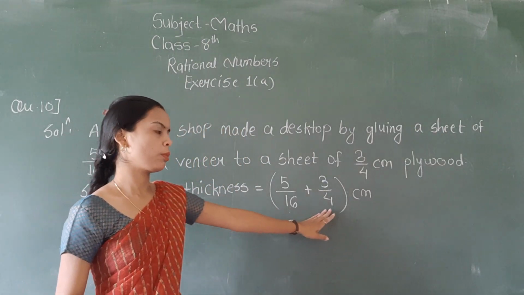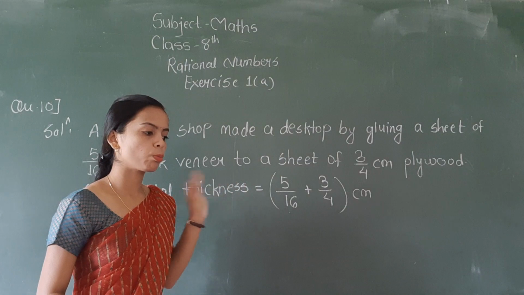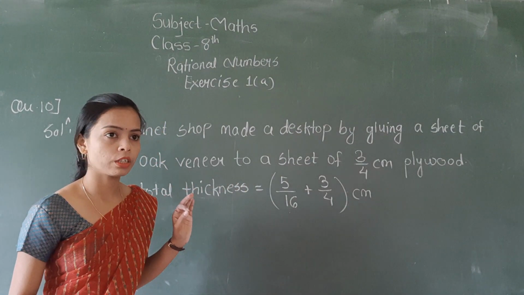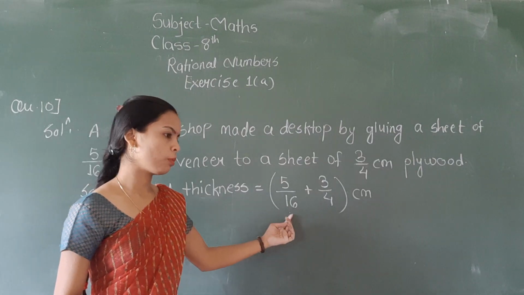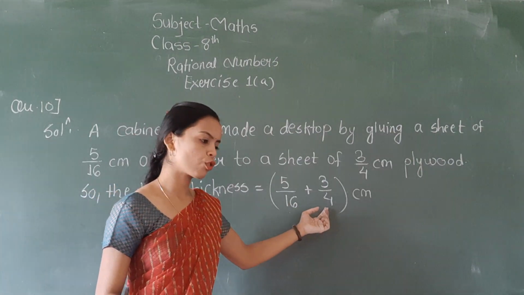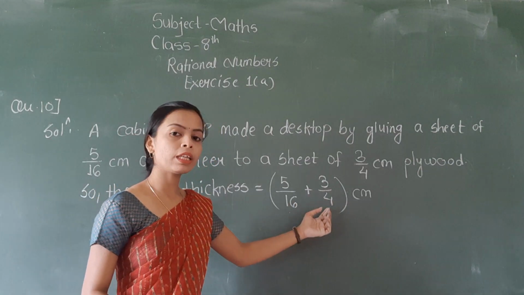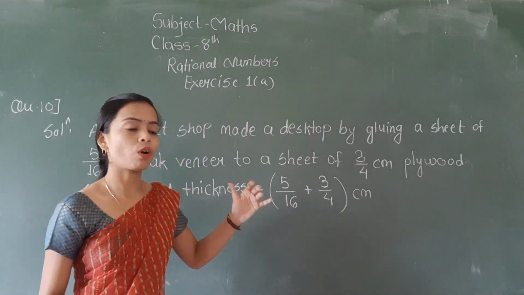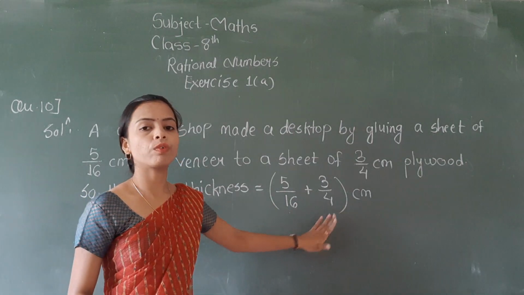Since both the denominators are different, first try to make the denominator same. सबसे पहले आप ये कोशिश करो कि your denominator is same. Here the denominator is 16 and here the denominator is 4. So you can make this denominator 16. आप इस denominator को 16 बना सकते हो. How? By multiplying this 4 with 4.